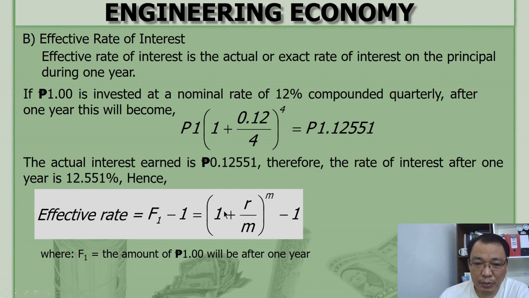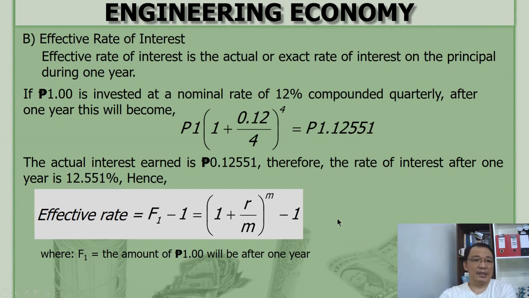The value of this is 1.12551 minus 1, this one. So in percent, 12.551%. So F1 is the amount of 1 peso after 1 year, which is this one. That's F1. Then minus 1, and that's the result. That is the effective rate of interest.